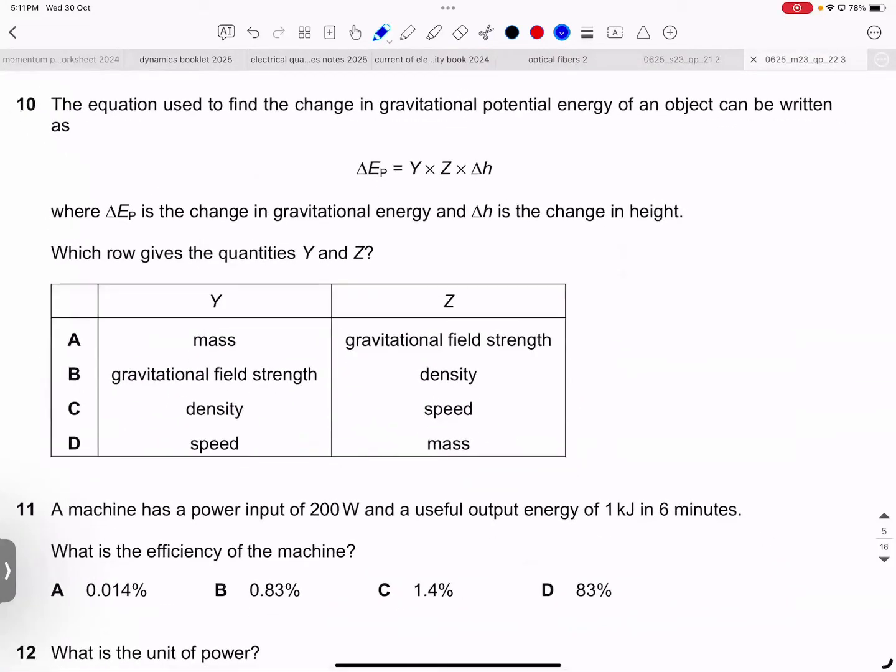Question number 10. The equation used to find GPE can be written like this. We already know it is mgh. So one of them is mass, other is height, other is gravitational field strength. Option is A.